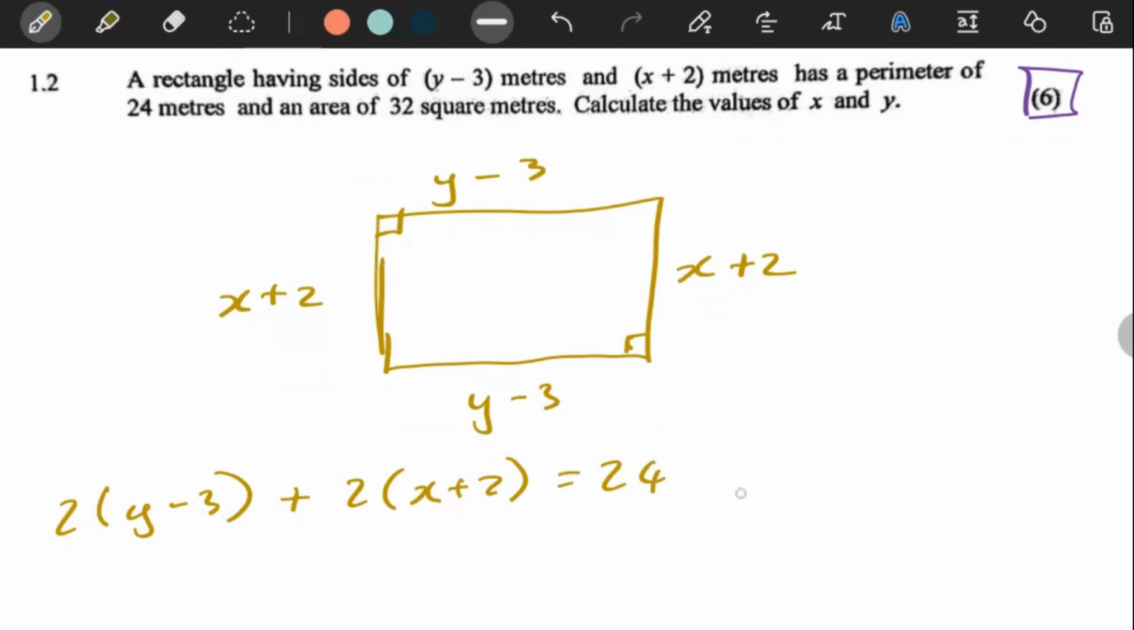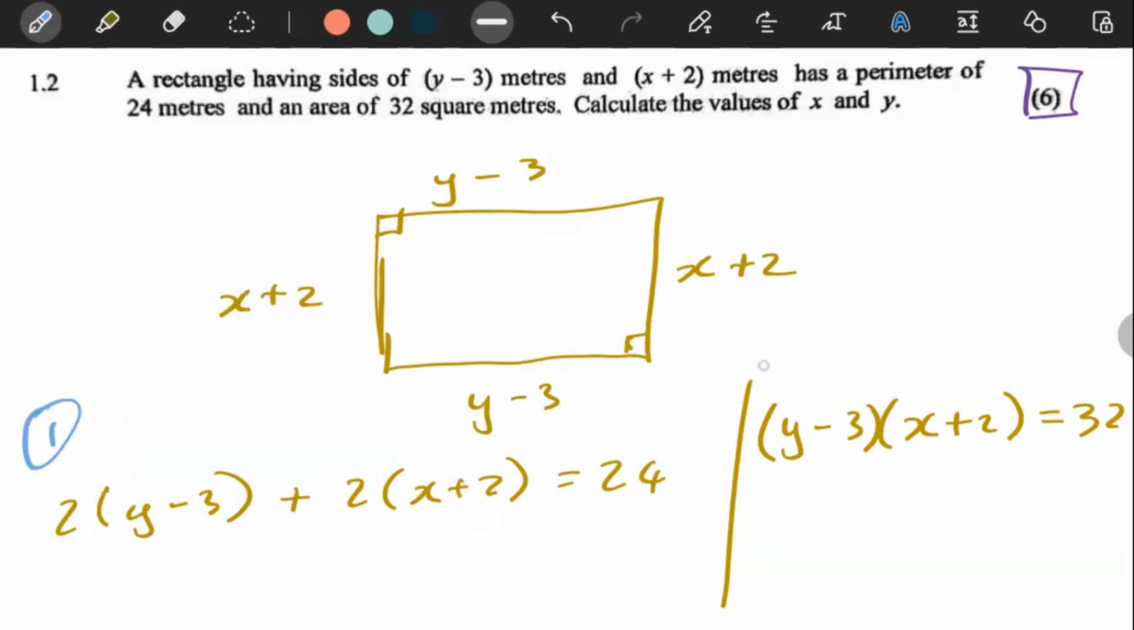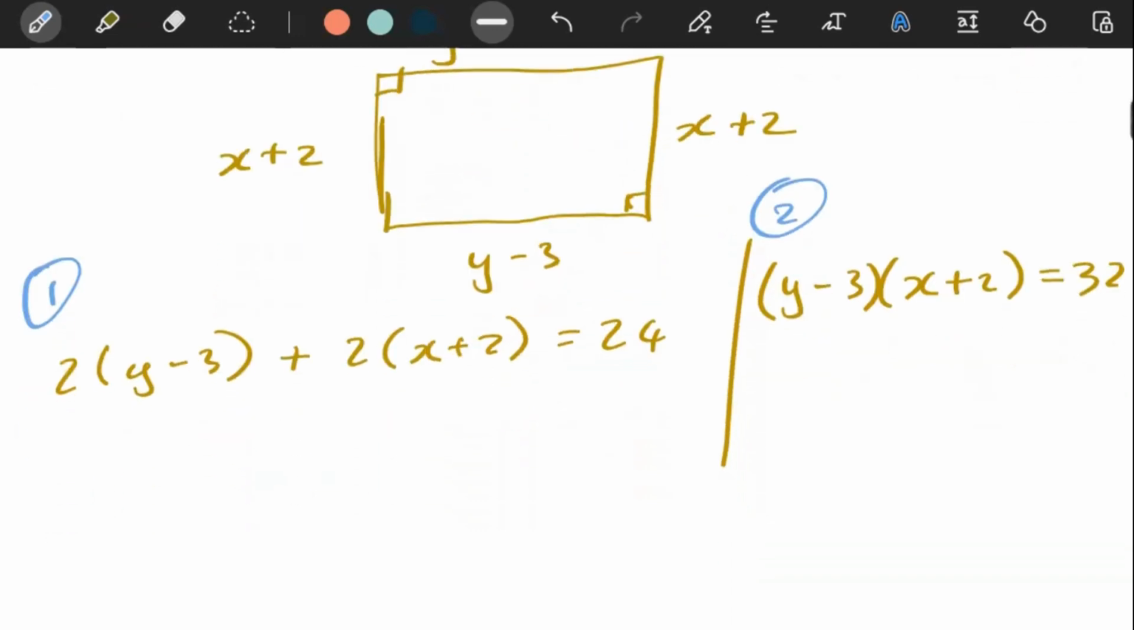They also said the area is 32 square meters. So what they're telling you there is that y minus 3, multiplied by x plus 2, should give you 32. Two equations given, equation 1, equation 2. We need to solve them simultaneously. So logically, you want to isolate one of the variables first. Ideally, in this case, this side looks like it's easier to isolate something.